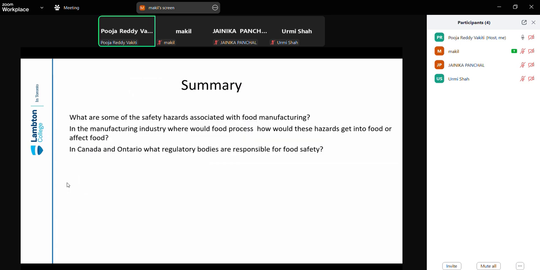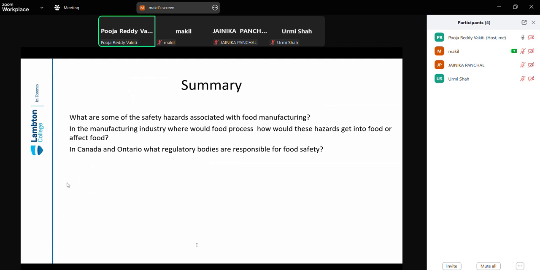So when it comes to the summary, here we have learned, first, what some of the safety hazards associated with food manufacturing are. In the first place, what is food safety? Food safety is preventing or reducing contamination of foods by people or by their actions or inactions. So GMP provides food safety guidelines. The safety hazards that we have covered can be biological hazards, chemical hazards, physical hazards, equipment hazards, and many others.